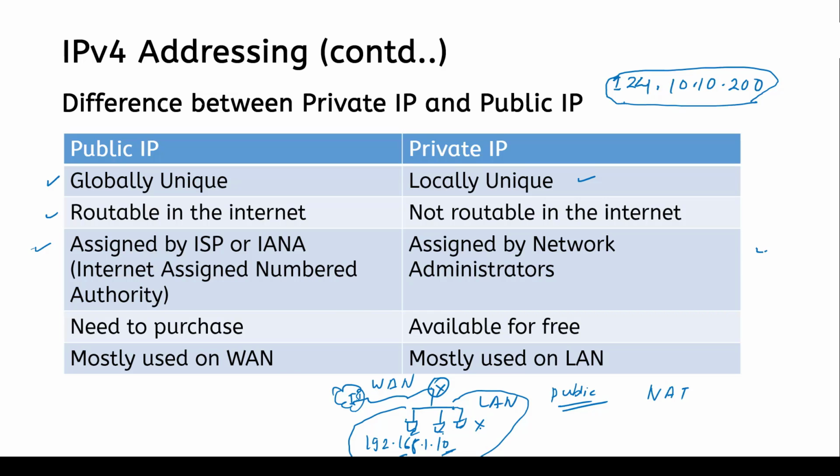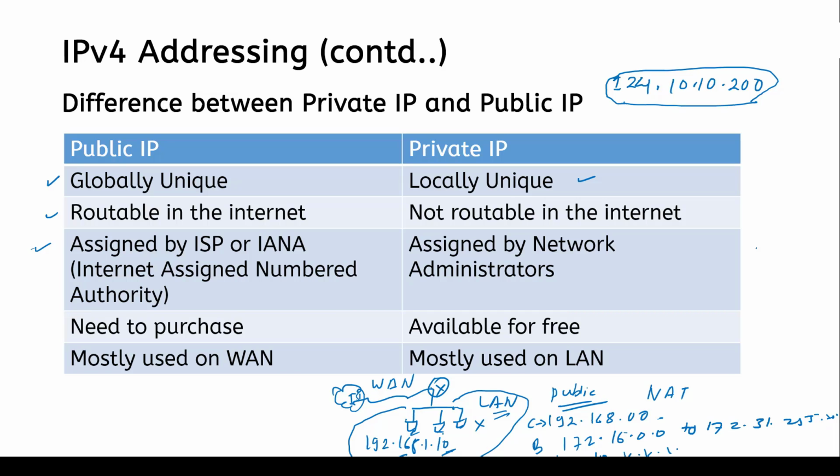We can assign any IP range of private IP address in our local area network. We can either assign class C private IP address to our LAN, or we can assign any address from class B private IP range or any IP addresses from class A range. So it is our choice which private IP range we want to assign to our LAN.